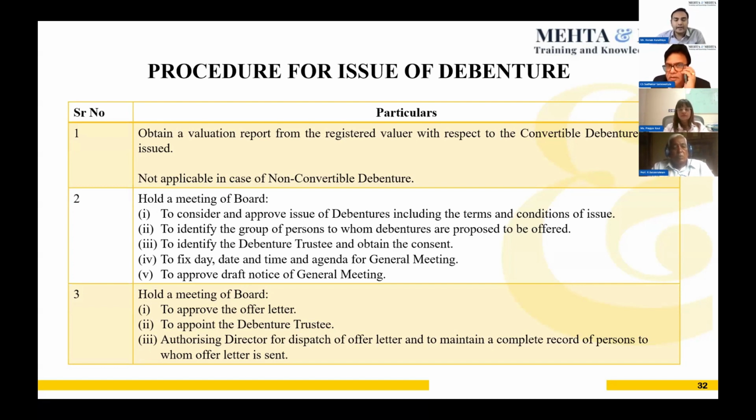Subsequent to that, after working out on the approvals received, a subsequent board meeting is to be convened, wherein the approval of the offer letter is to be taken in form PAS 4, after obtaining the written consent to appoint the debenture trustee, and to authorize a director for dispatch of such offer letter and to maintain the complete records of the person to whom the offer is being sent.